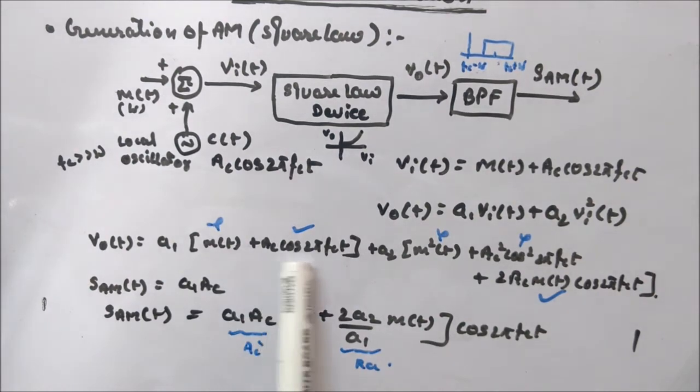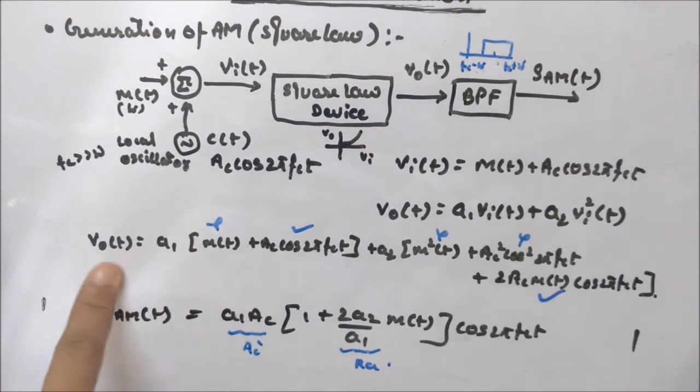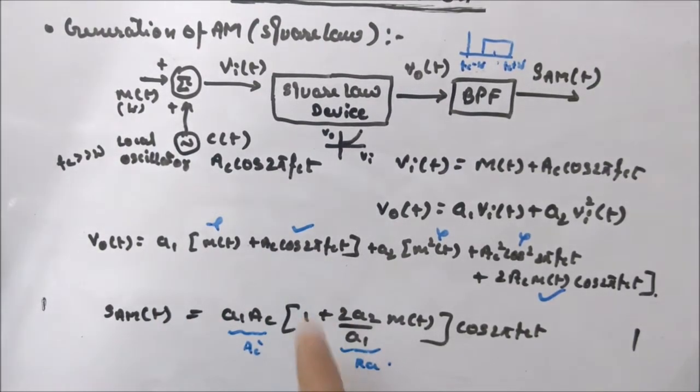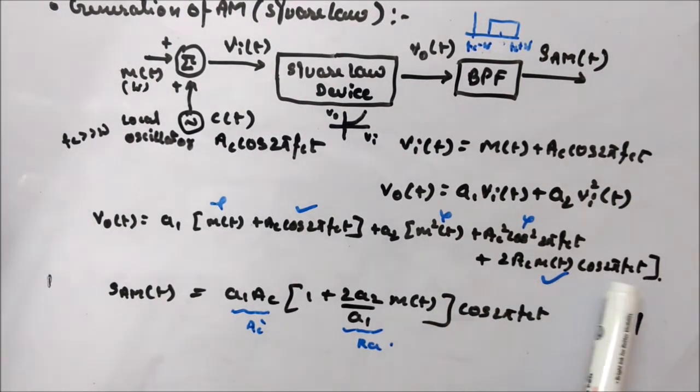It will pass Ac cos 2 pi Fc t and m(t) cos 2 pi Fc t, because this has frequency Fc and this has Fc plus W and Fc minus W. That is why it will pass these. So what you will get is this signal: A1 Ac cos 2 pi Fc t, plus 2 A2 Ac m(t) cos 2 pi Fc t.